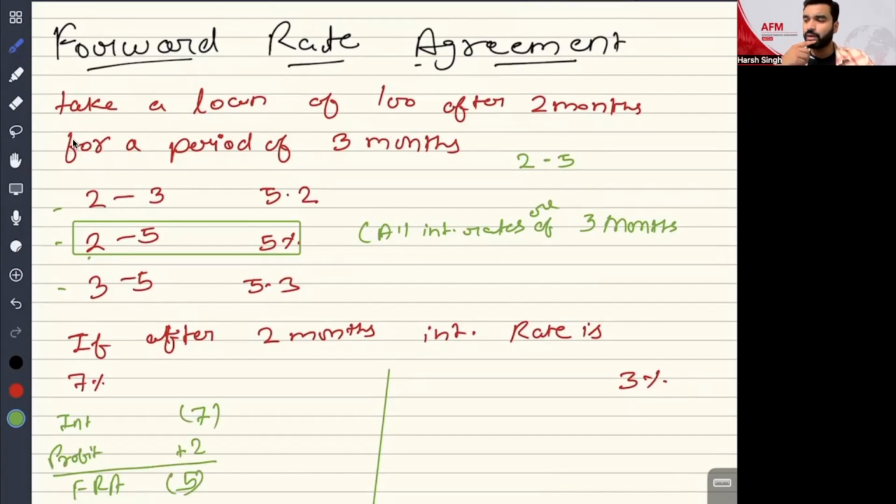Now what will happen if my interest rate becomes 3? So my interest rate should be 3, but because of the FRA, my interest rate is 5. Now, what is my loss or expense? I would say negative 2. So this is how you are supposed to solve a question on forward rate agreement, everyone.